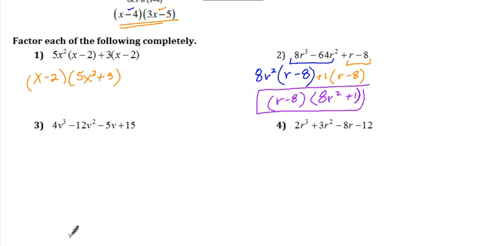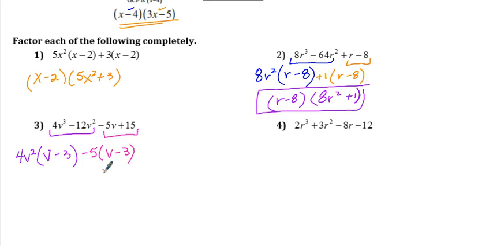Number 3. Let's build two groups. I'll have a purple group and a pink group. For the purple group, let's find the greatest common factor. It's got to be 4v squared. Leave behind a v minus 3. Turn to the pink. The greatest common factor in the pink is negative 5. Leave behind a v minus 3.